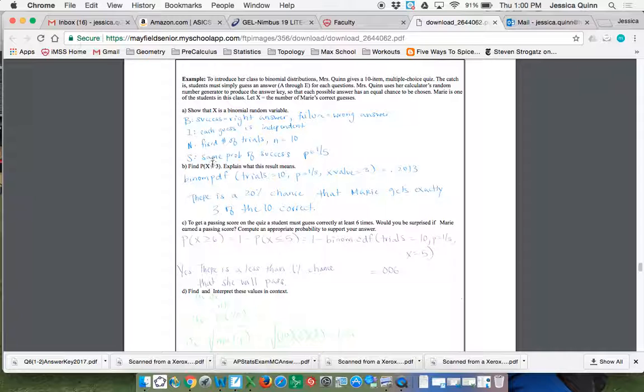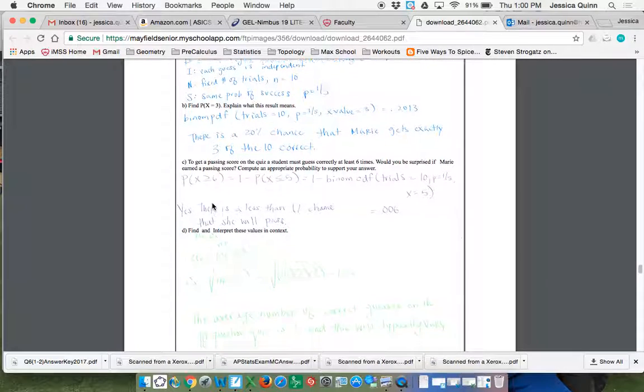Part B says, find the probability that x equals 3 and explain what this means. Because it's binomial, we just confirm that by checking BINS. We can use our calculator, the binomial PDF, because it's equal to 3. The trials are going to be 10, the probability of success is 1/5, and our x value is 3 successes. So that's a 0.2013 chance. What this means is that there's about a 20% chance that Marie is going to get exactly 3 out of 10 questions correct on the quiz.